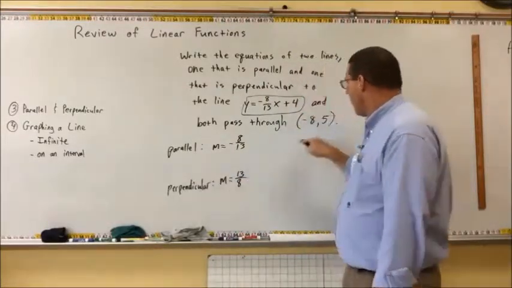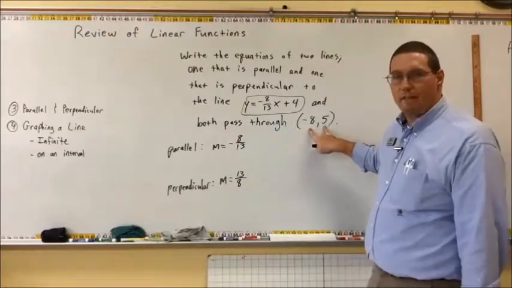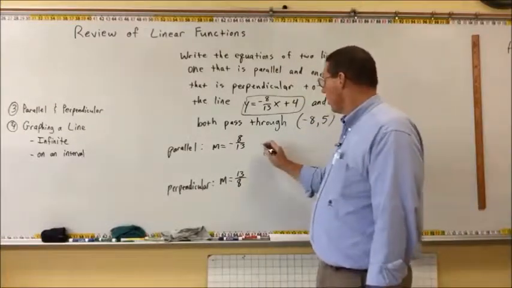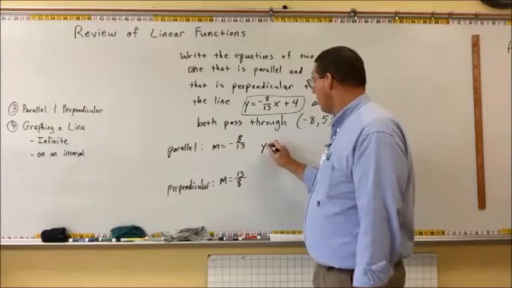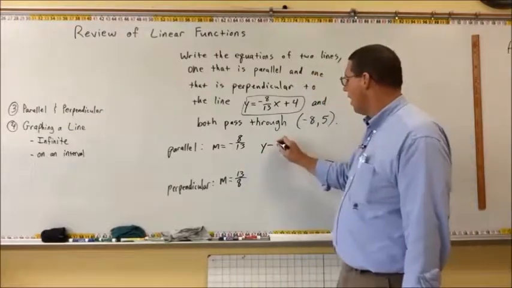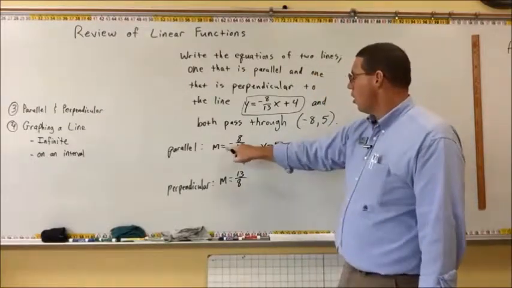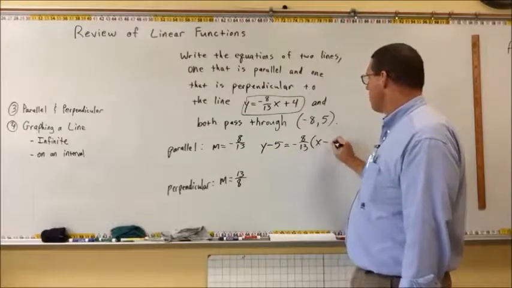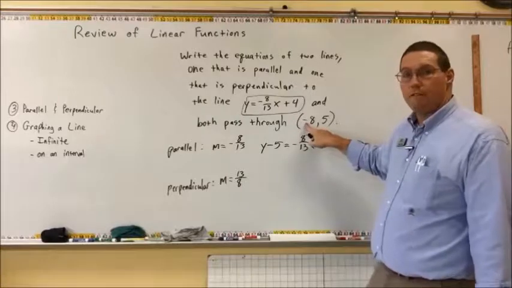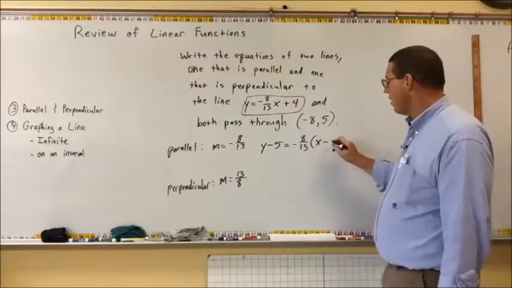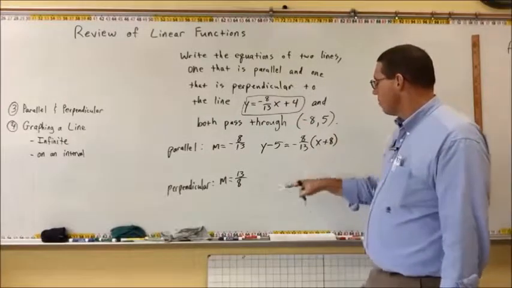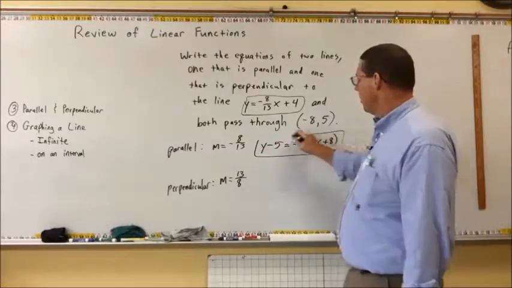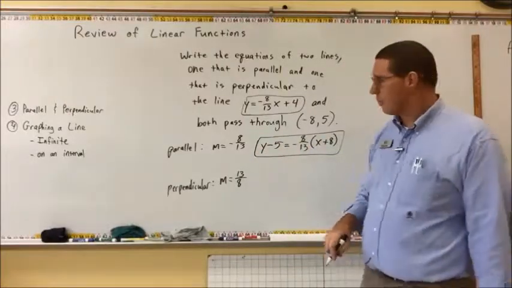Both of these lines pass through the point (-8, 5). And so we're going to write them in point slope form. y minus the y value, 5, equals slope, -8/13, times x minus the x value. Well, the x value is -8, so minus -8 means +8. So this is the equation of the parallel line that we're looking for.